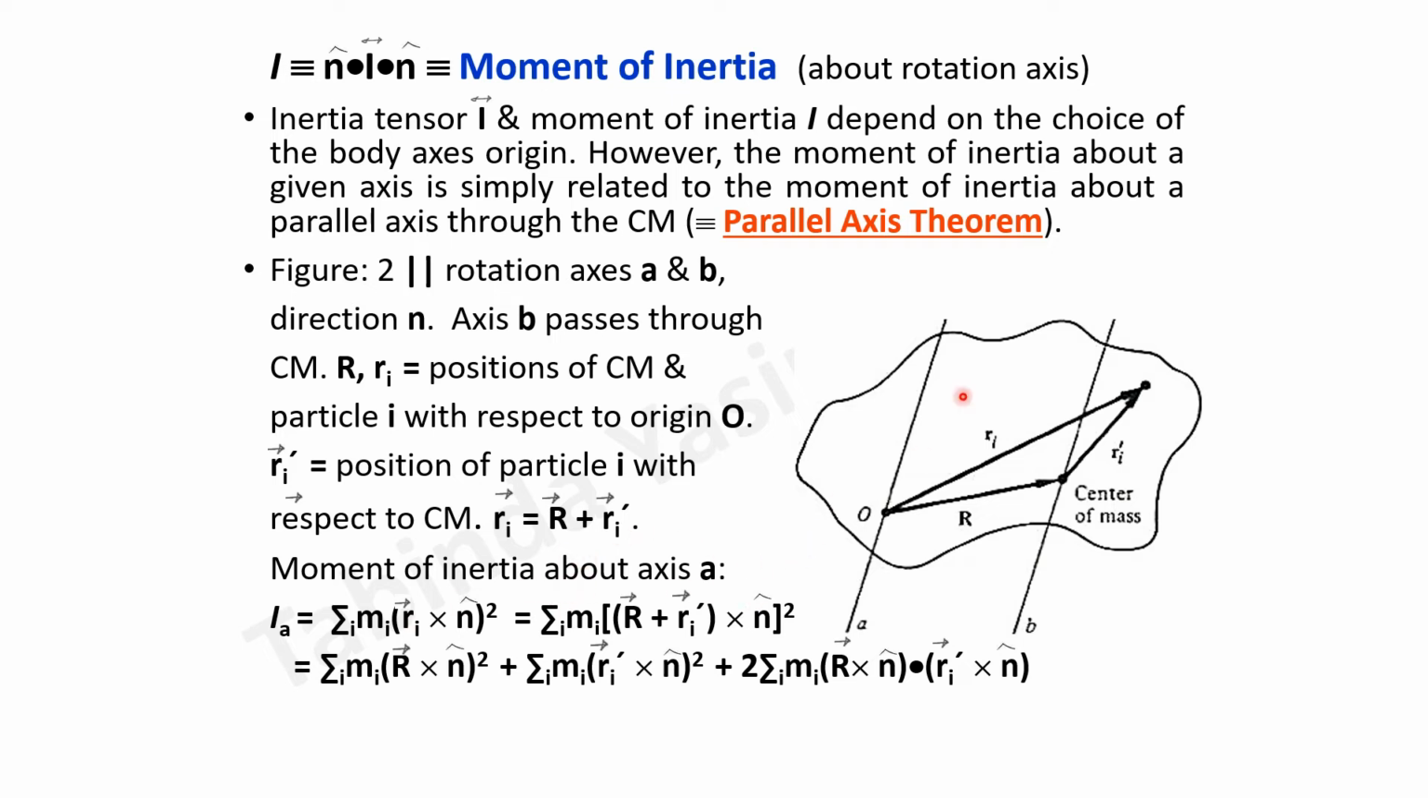The moment of inertia about the axis A will be written as Ia is equal to summation i mi (Ri cross n unit vector) squared, which, substituting that value, is summation i mi ((R plus Ri prime) cross n unit vector) squared. That becomes summation i mi (R cross n unit vector) squared plus, opening the square, the A term squared, plus the B term squared, plus 2 summation i mi (R cross n unit vector) dot (Ri prime cross n unit vector).